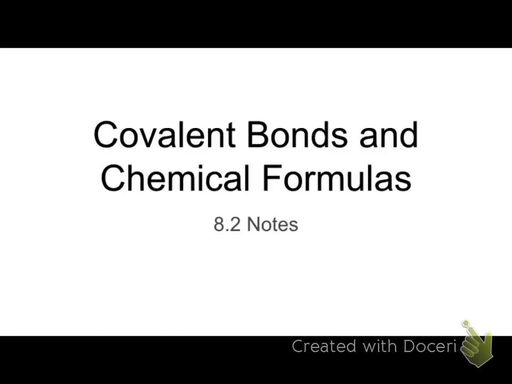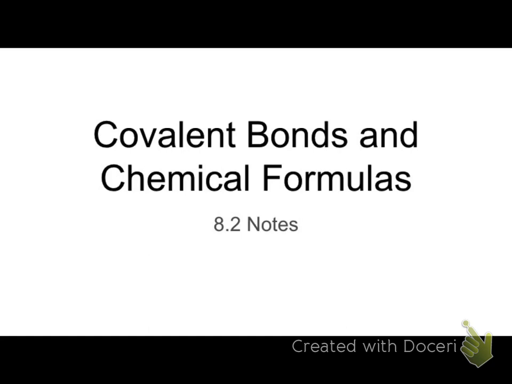Your objectives for today are to be able to define what a covalent bond is and to describe to me what circumstances would cause a covalent bond to form. So what types of atoms would be involved? What does that bond look like? Okay. And then you should be able to differentiate between polar and nonpolar covalent bonds.